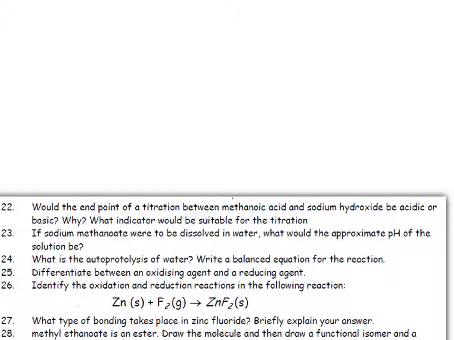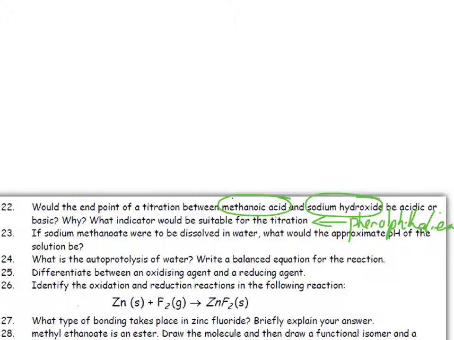Would the endpoint of that titration be acidic or basic? Well, I've got a weak acid and a strong base, so I'm going to have a basic endpoint. Why? Because it's a titration between a weak acid and a strong base. And what indicator would be suitable for that titration? When I have a basic endpoint, it's going to be your phenolphthalein. Remember, if it was an acidic endpoint, it would be methyl red or methyl orange. If it was a neutral endpoint, it would be bromothymol blue. Could be litmus, but bromothymol blue is better.